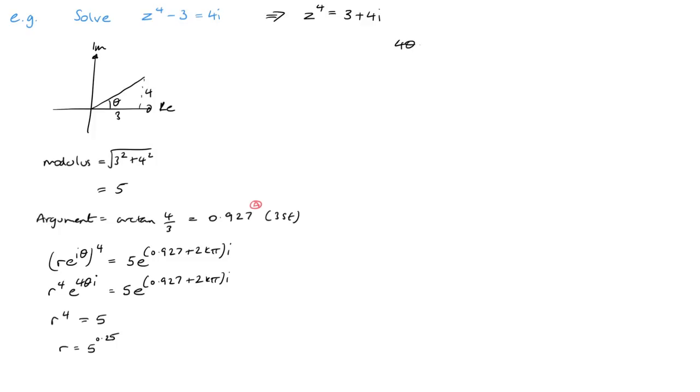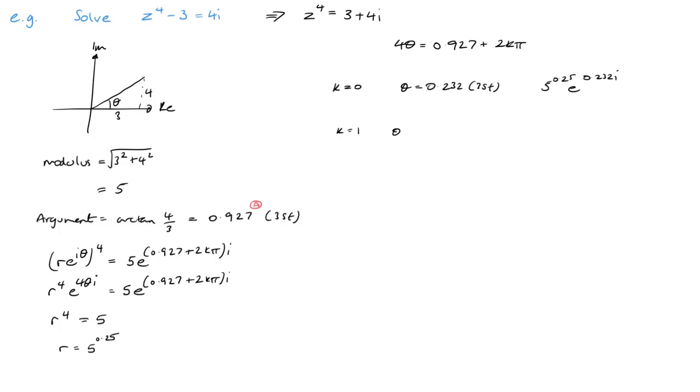Then I've got 4 theta is equal to 0.927 plus 2k pi. So this is what I'm dealing with. So k equals 0. So straight away 4 theta equals 0.927. Therefore theta will be that divided by 4, which is 0.232 to 3 significant figures. Okay, so that means that it is 5 to the 0.25 e to the 0.232 i.